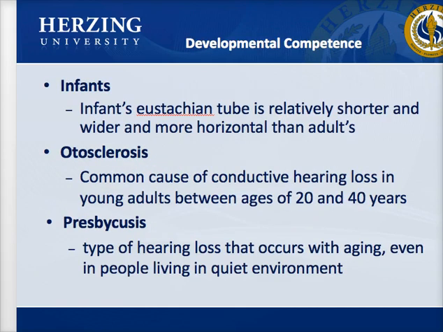At different developmental stages, there may be anatomic differences that alter hearing. In infants, the eustachian tube is relatively short and wide and is more horizontal than it is in adults. This allows for easier migration of pathogens to the middle ear from the nasopharynx. Also, the lumen is easily occluded. In adults younger than age 40, otosclerosis is a common cause of conductive hearing loss.